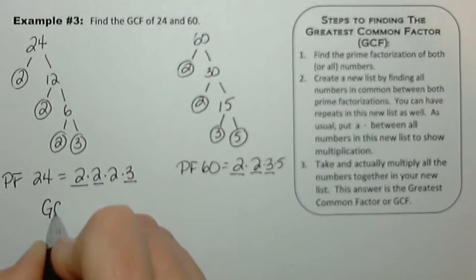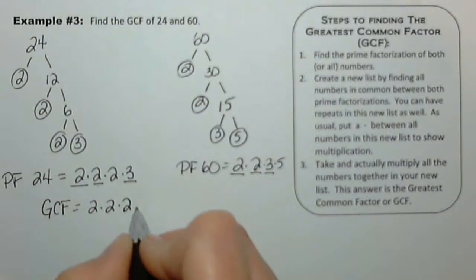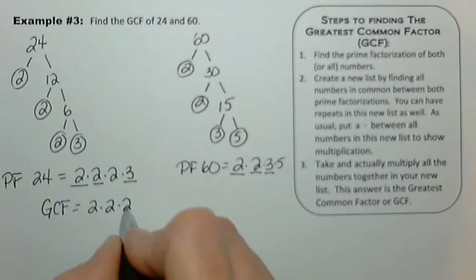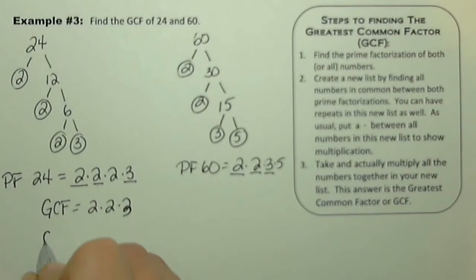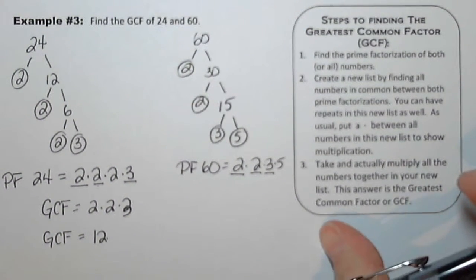So our GCF has in it a 2 times a 2 times a 3. And then we're actually going to multiply those back together. 2 times 2 is 4, times 3 is 12. And that is the GCF of that particular question.